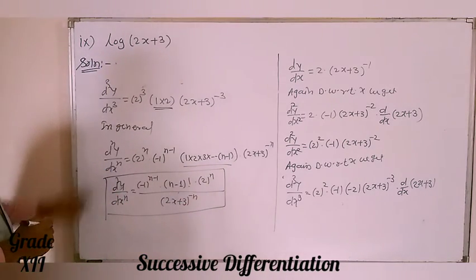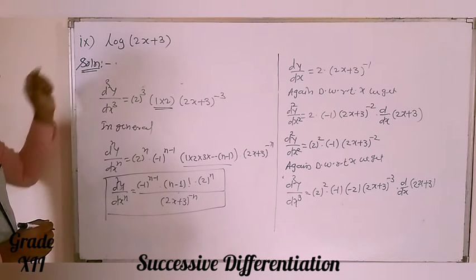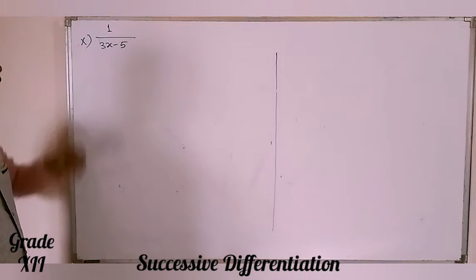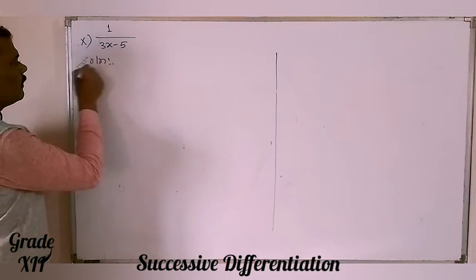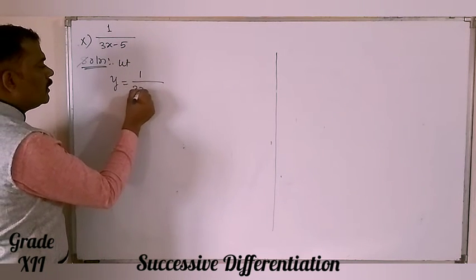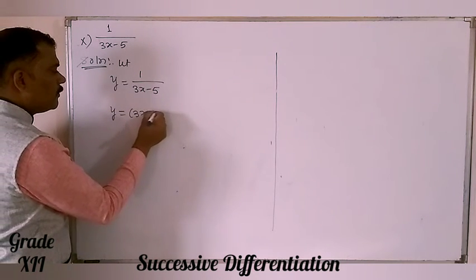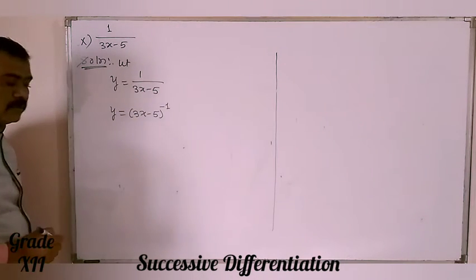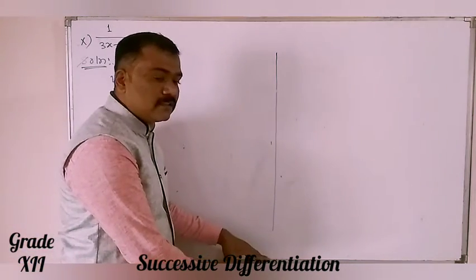After that, we have to discuss the example number 10. What is that example number 10? See here. Example number 10 is 1 upon 3x minus 5. Solution. Let y is equal to 1 upon 3x minus 5. That is y is equal to (3x minus 5) raised to minus 1. We have to differentiate this with respect to x.